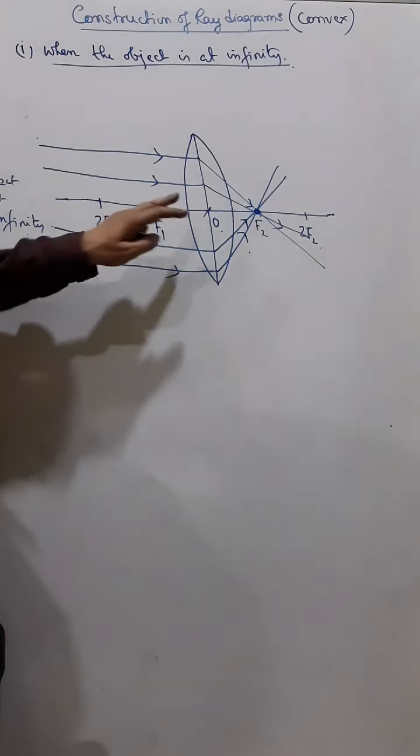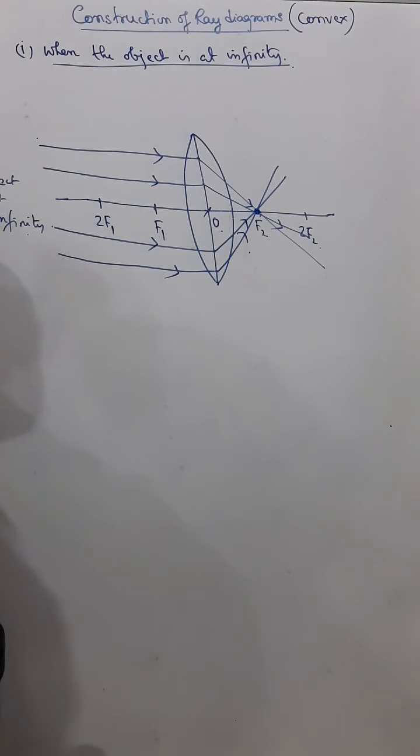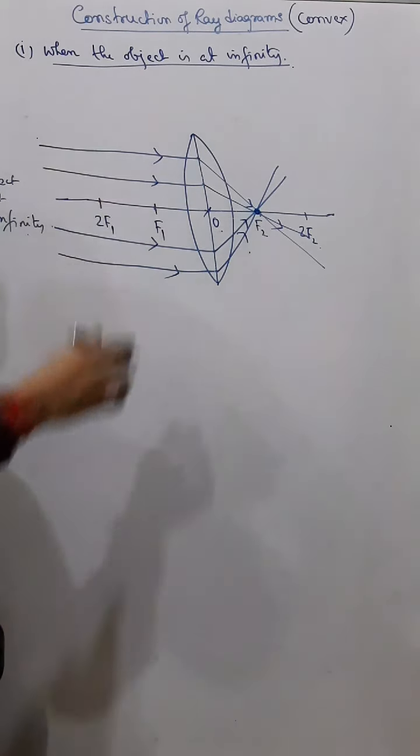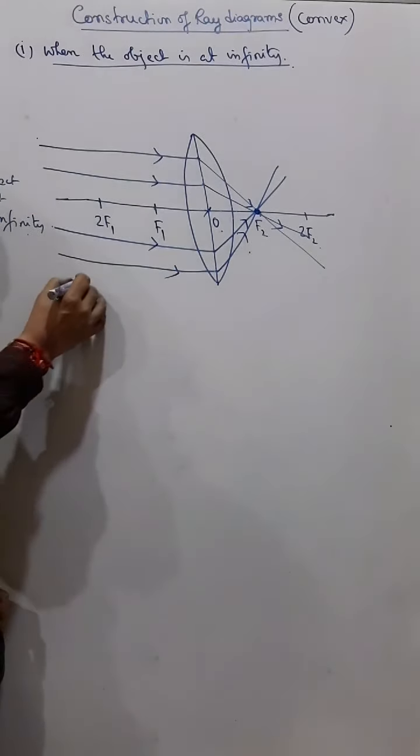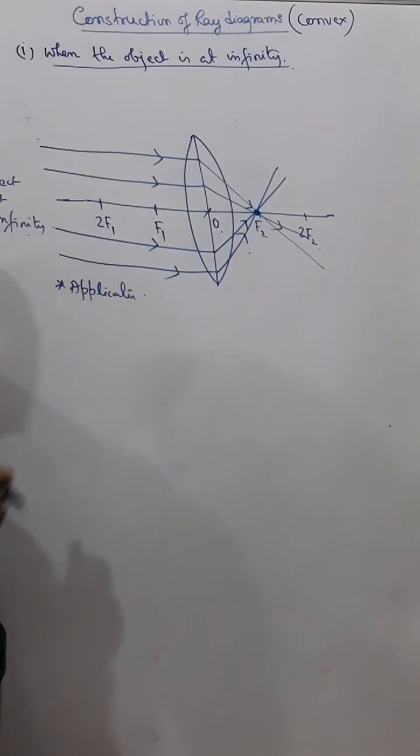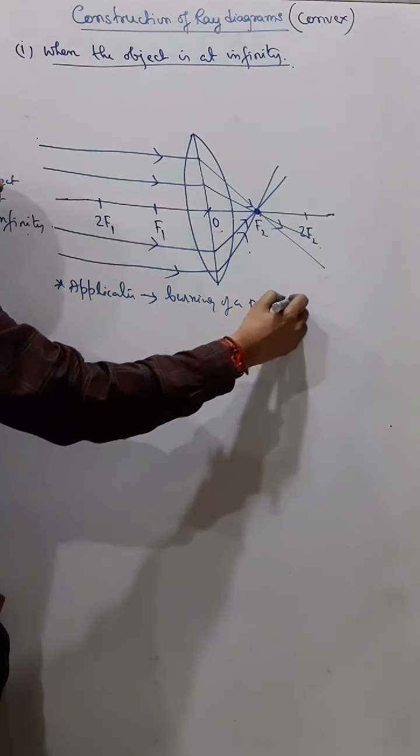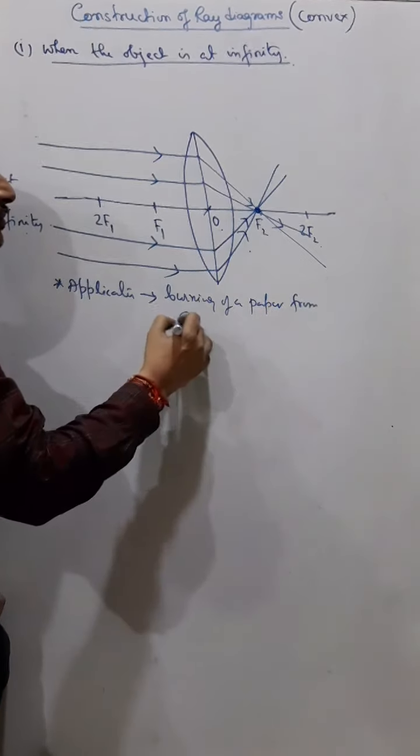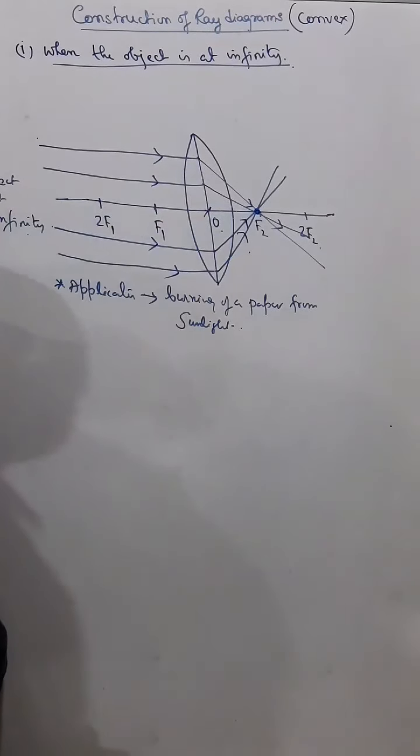And in case of a convex lens, always remember it is always an inverted image and diminished image. Okay. Now this is one type of object at infinity. I can show it in another way. Now in this case, the application where we use this is burning of a paper from sunlight. By this method we can burn a paper from sunlight.